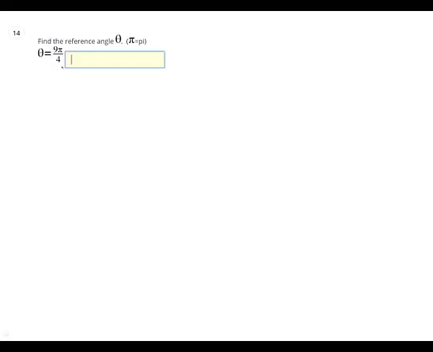So I have to add or subtract 2 pi. So what's 2 pi in over 4 world? 8 pi over 4, which is going to be what? Pi over 4. That's really all I can do, right?